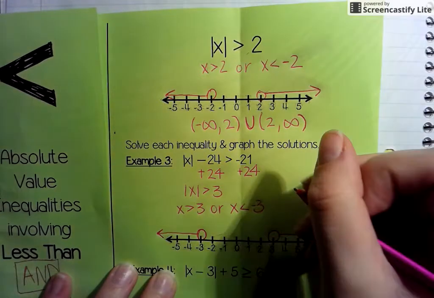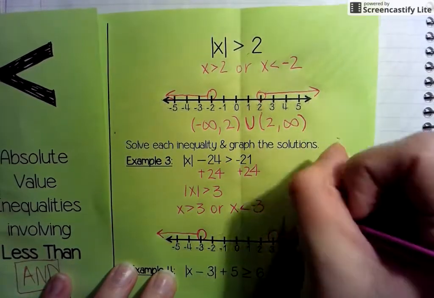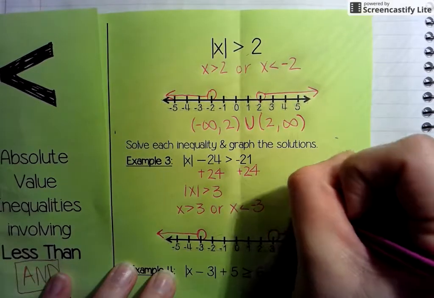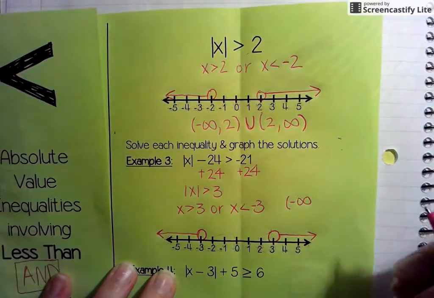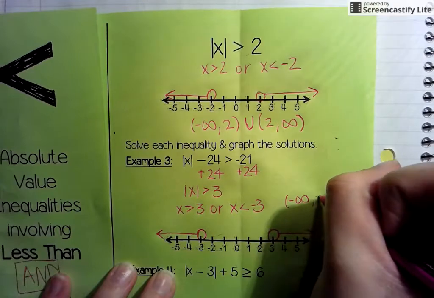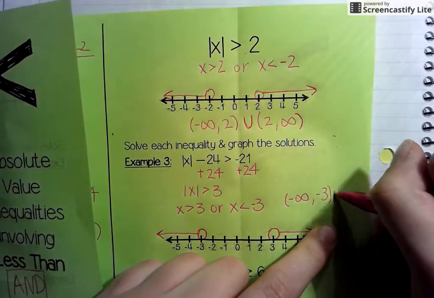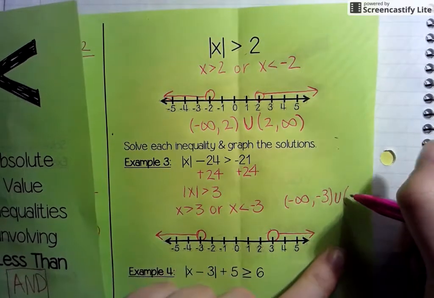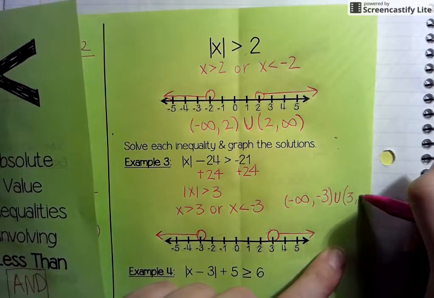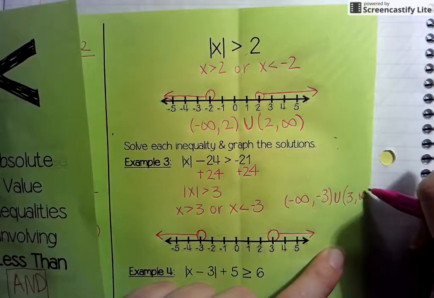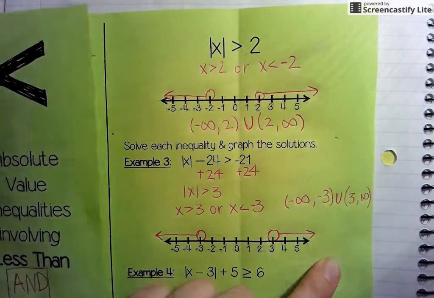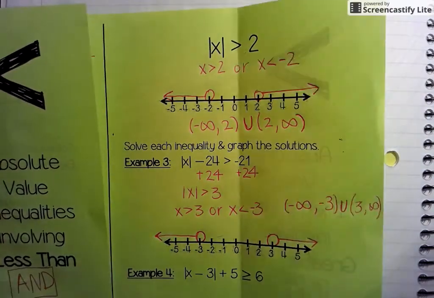So my interval notation is going to be -infinity with a parenthesis next to that, comma, -3. I'm going to write down that union symbol because that's standing for or. And then I'm going to have 3, comma, positive infinity with a parenthesis. So that would be my interval notation.